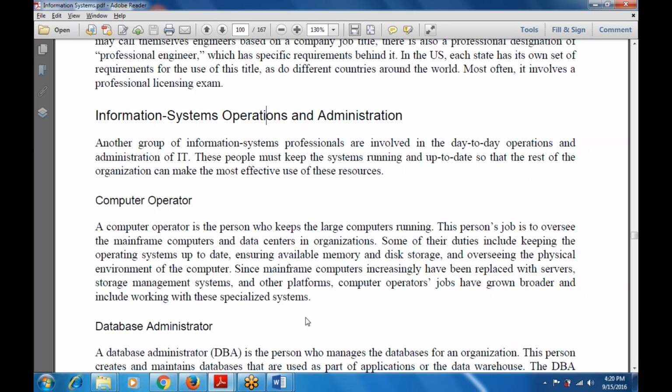The next one is the database administrator. So a DBA is a person who manages the database for an organization. Managing the database means how to use a database for an organization.